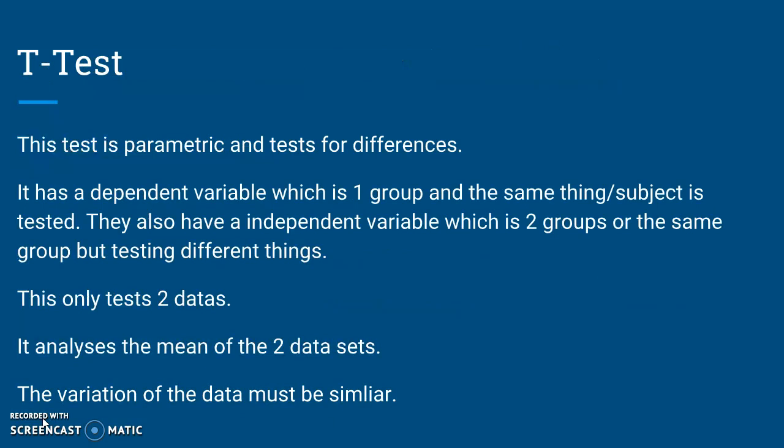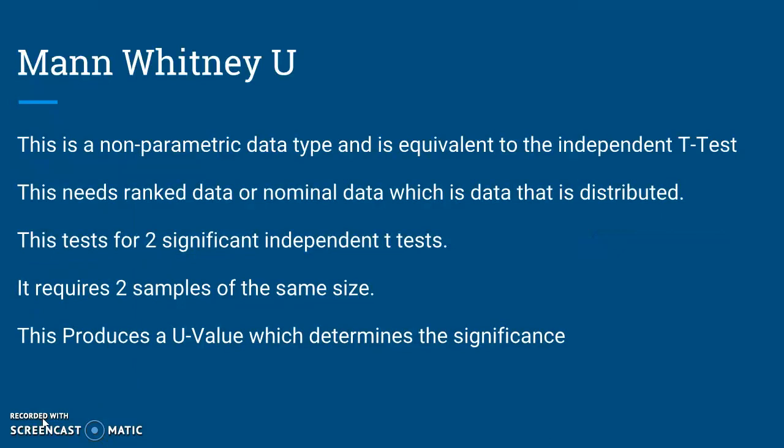The t-test. This test is parametric and tests for differences. It has a dependent variable, which is one group where the same thing or subject is being tested. They also have an independent variable, which is two groups, or the same group but testing different things. This only tests two data sets. It analyzes the mean of the two data sets. The variation of the data must be similar. We'll get onto that a bit later, that graph, what it means.